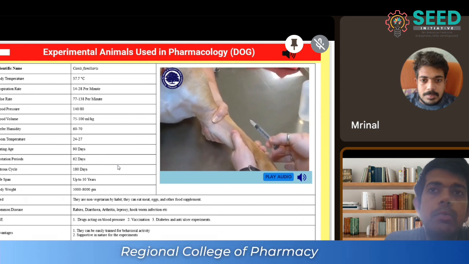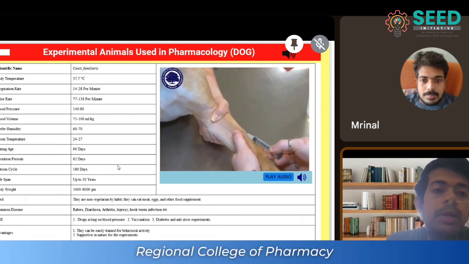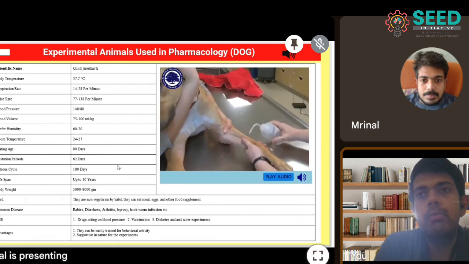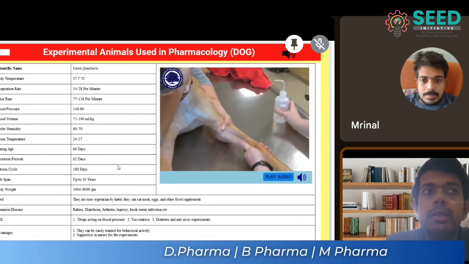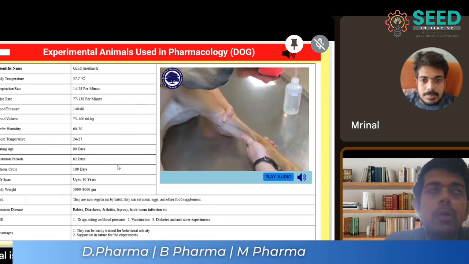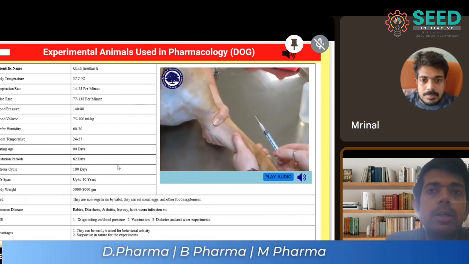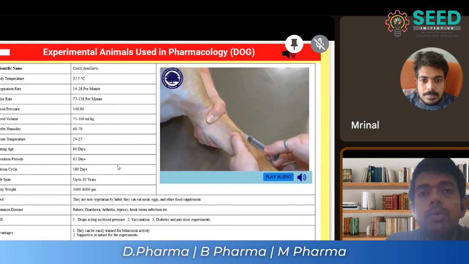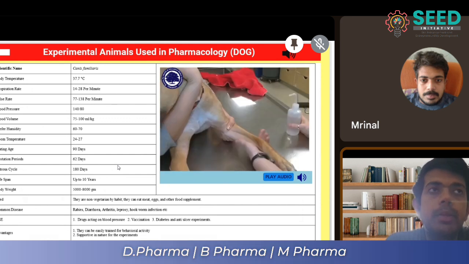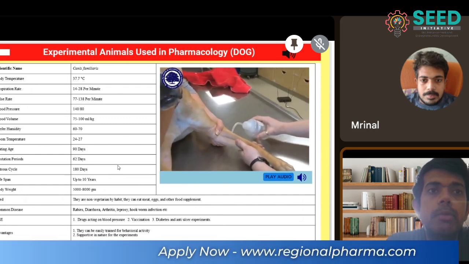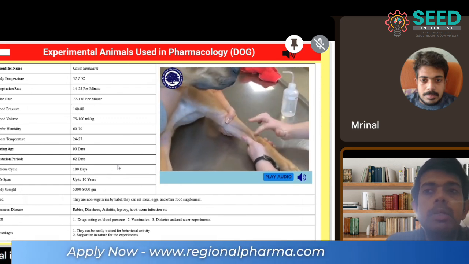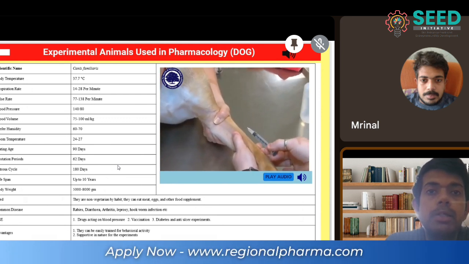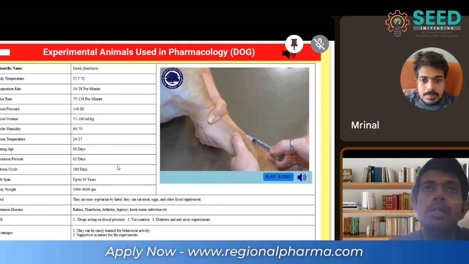The average weight of a dog is around 5,000 to 8,000 grams, which is 5 kg to 8 kg. They are non-vegetarian and can eat meat and eggs. Common diseases a dog gets are rabies, diarrhea, arthritis, leprosy, and hookworm infection. It is used for drugs acting on blood pressure, vaccination studies, and diabetes and anti-ulcer experiments. Advantage: they are easy to train for behavioral activities and supportive in nature for experiments.